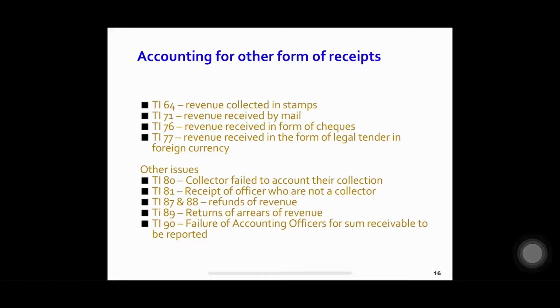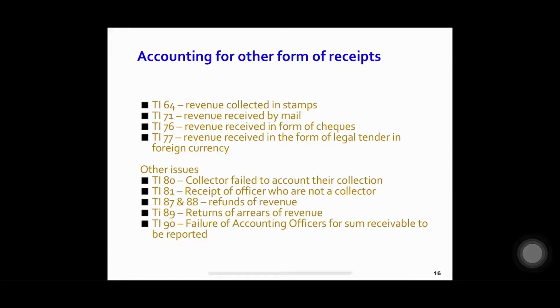Such revenues must be cancelled by an authorized officer. Regarding TI 71, when an officer receives a mail of revenue, the details such as debt receivable must be recorded. Then it will be handed to the cashier, who will initially record and register the receipt. The receipt will be issued and will be recorded as well.